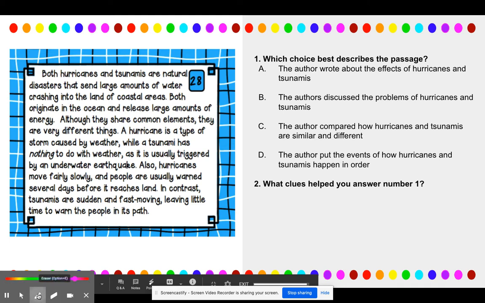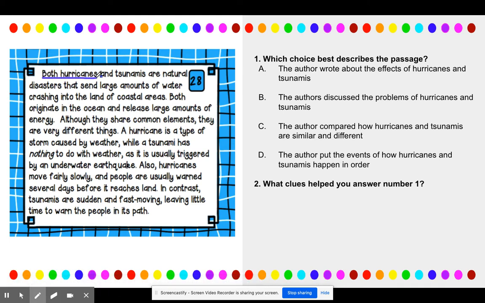While I read, I'm looking for signal words. I see this word right here, both. Automatically, the first word in my passage is both. Another signal word I saw was both here again. And then what I saw here is this word common. Remember, in our model, we talked about how common is when something is the same.